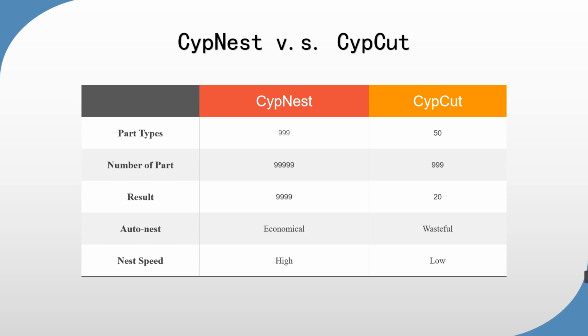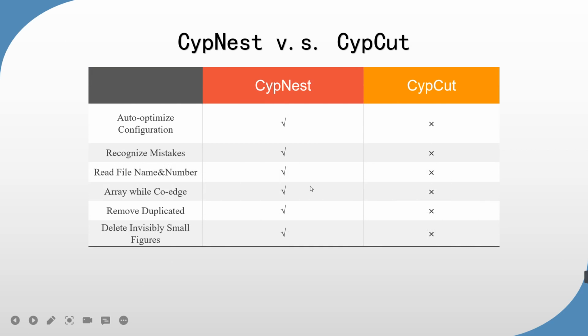99,999. Third, Cypcut can generate only 20 results at a time, but Cypnest can do 9,999, which let's say with no limit. In conclusion, Cypnest perfectly meets your demand of large quantity nesting.